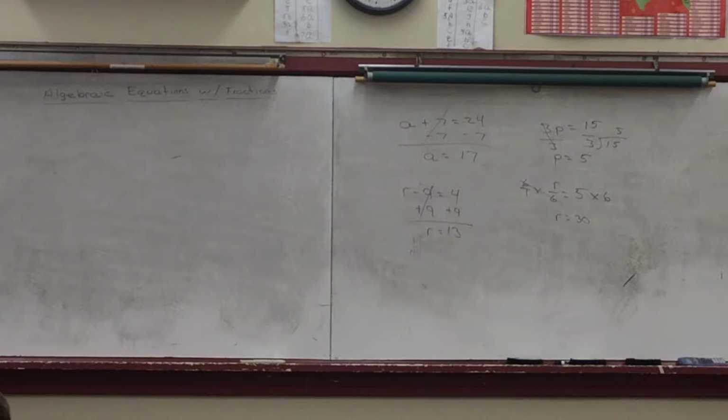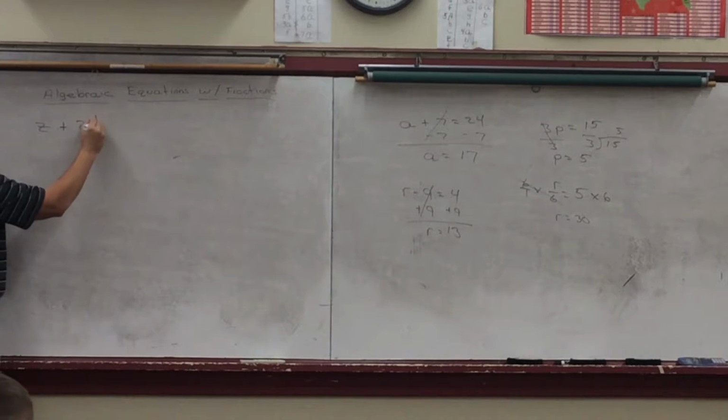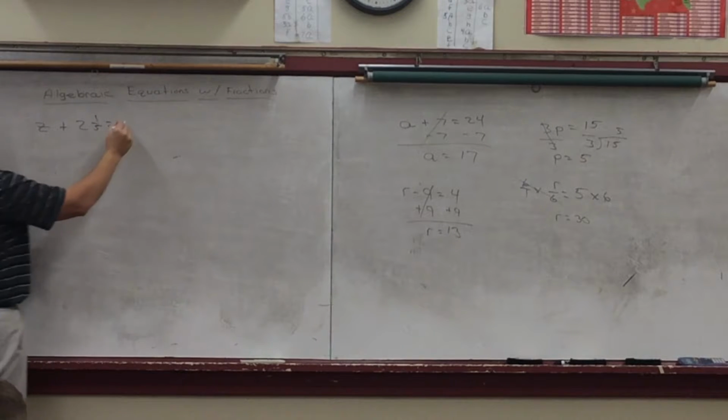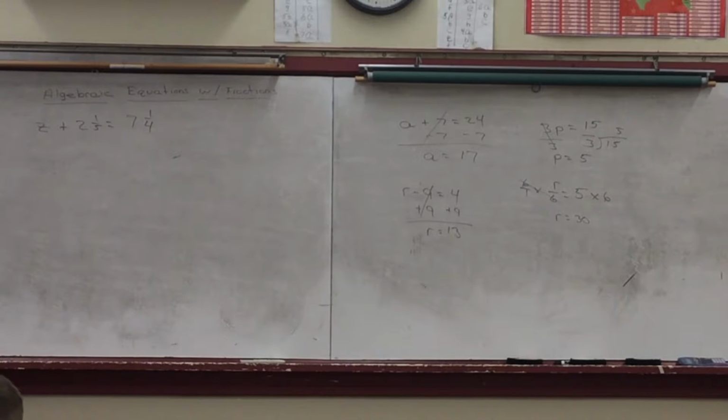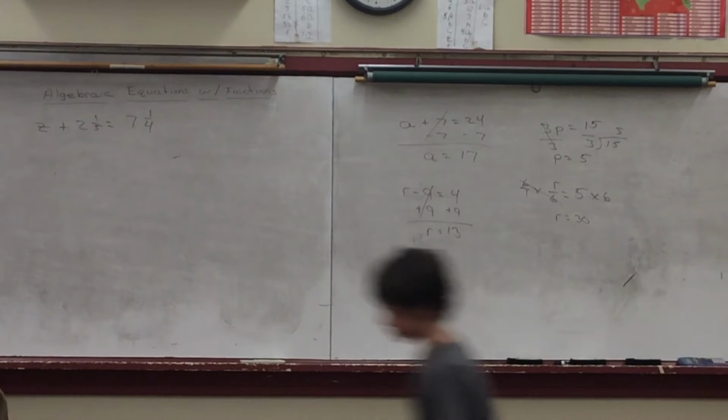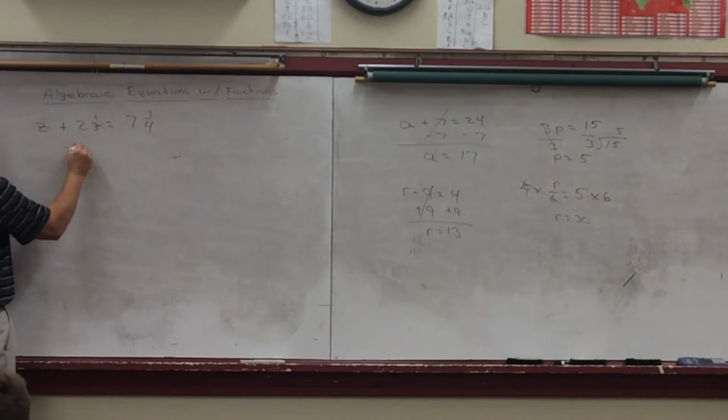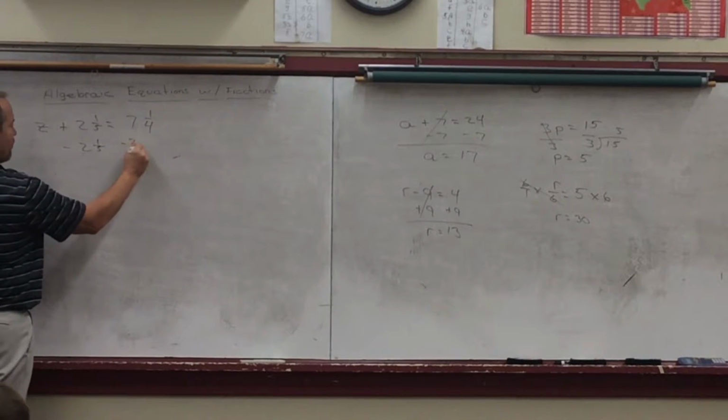Now, today we're going to be doing algebraic equations, but we're going to be doing them with fractions. So what we're going to have is, let's say z plus 2 1/5 equals 7 1/4. You can write this down. We're going to do the exact same thing. To get the variable by itself, we're going to do the inverse operation. So we're going to subtract 2 1/5 from both sides.